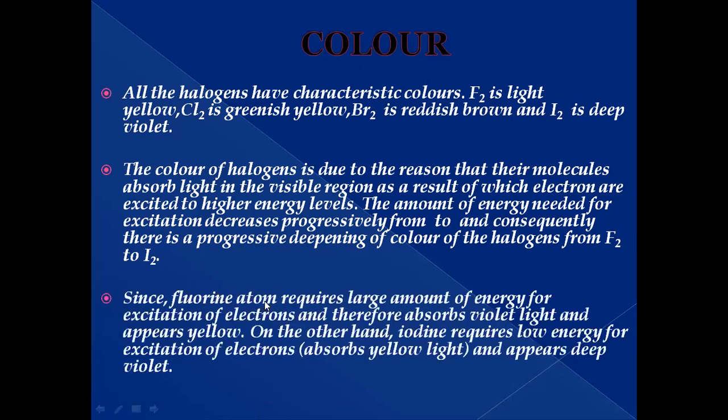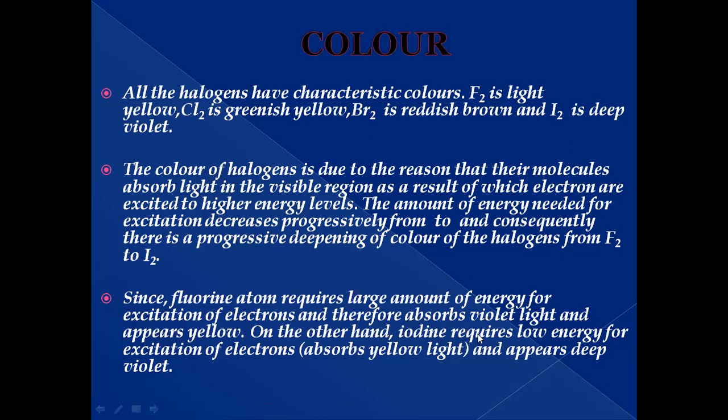Since the fluorine molecule requires a large amount of energy for excitation of an electron, as I have told you, because of its electronegativity, it absorbs violet light. Obviously violet light is the highest energy, right? If you compare the 7 colors of the visible region, then violet has the highest frequency or highest energy, and that's why the fluorine appears yellow. That is the complementary color.